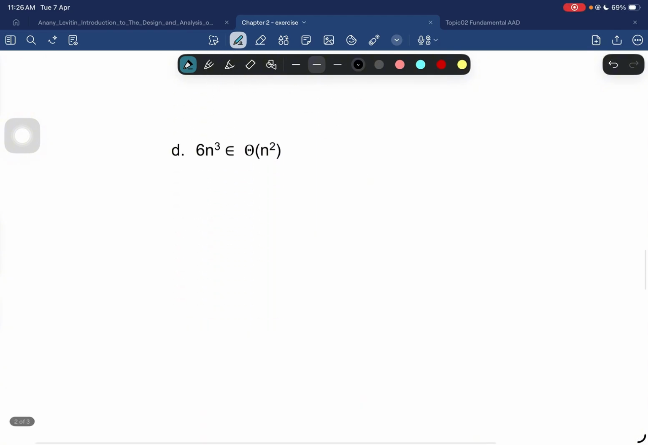Next is 6n cubic, and it belongs to Theta(n square). Here we can see the dominant one is n cubic, and we are comparing to n square. Theta is a tight bound, either in between or the same. We don't have two values here, we have only one, so it needs to be the same. It isn't the same, so the answer is false.